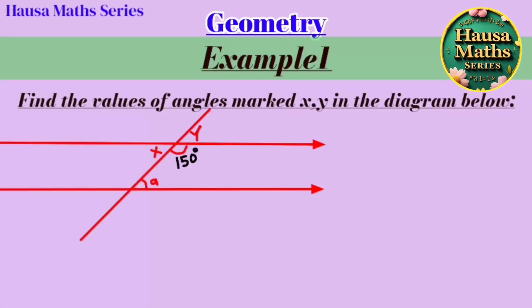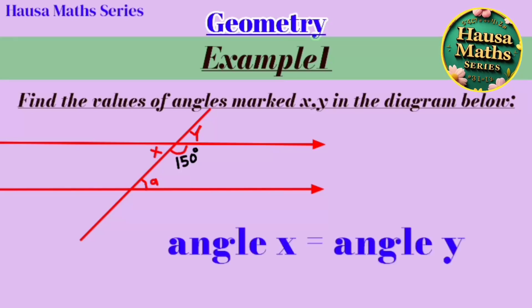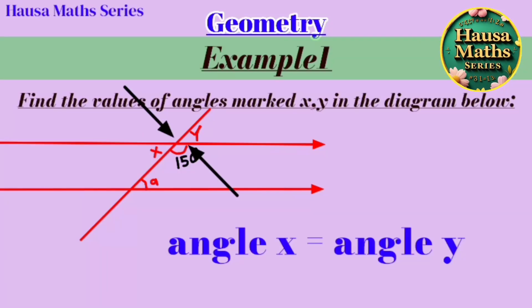By using this, let's take example number 1. Find the value of the angles marked X and Y in the diagram below. As we already learned, the corresponding angles are equal. Now we have these angles, which are called opposite angles. So angle X is equal to angle Y. This one is also opposite, and 150 here is the same as on the other side.